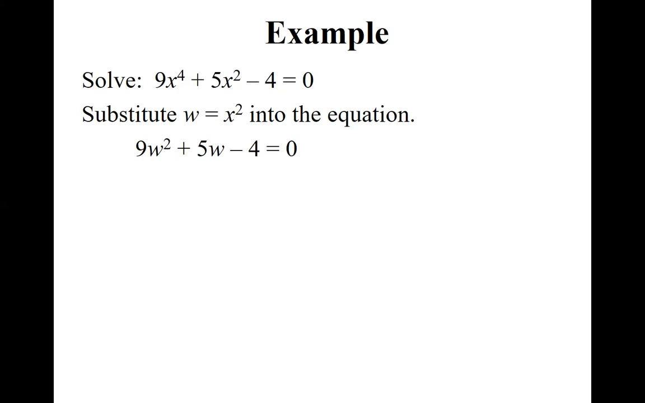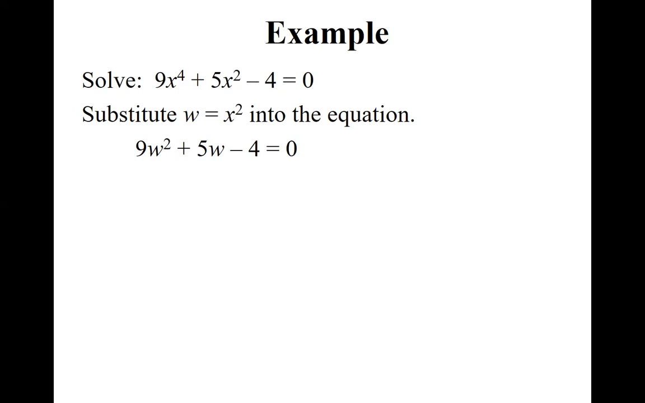Negative 36 and 1. Nope, that would be negative 35. Negative 18 and 2, that would be negative 16. We need positive 5. Negative 12 and 3, that would be negative 9. Negative 9 and 4, that's negative 5. So how about 9 and negative 4? 9 and negative 4, which was right in our face the entire time, does give us positive 5.